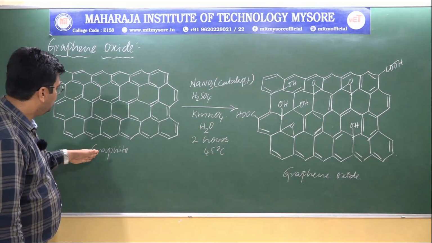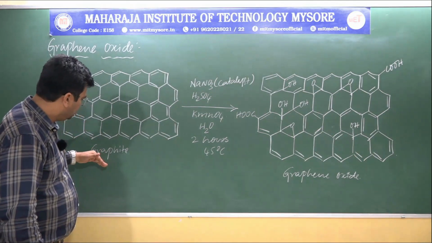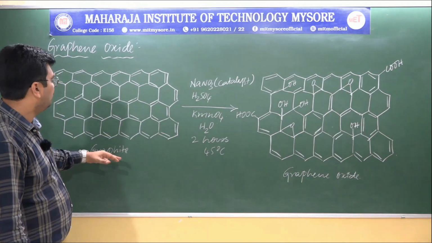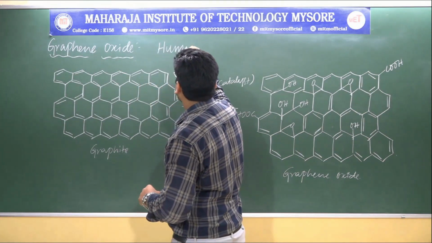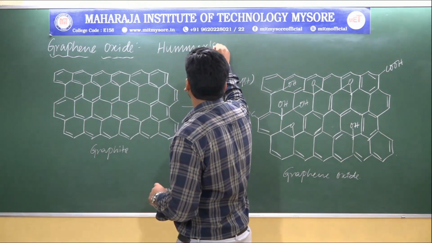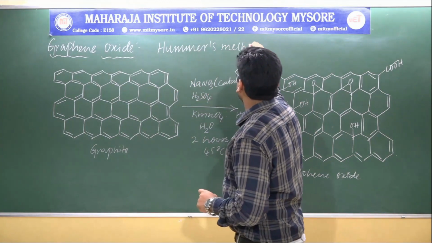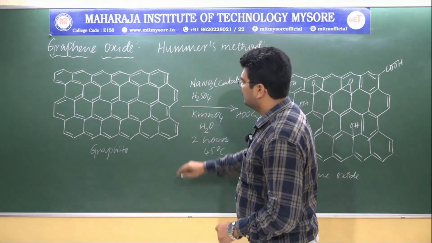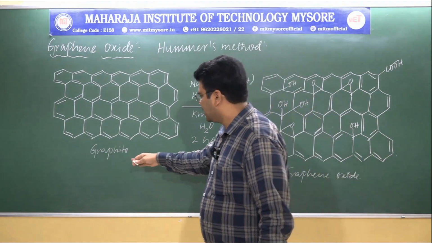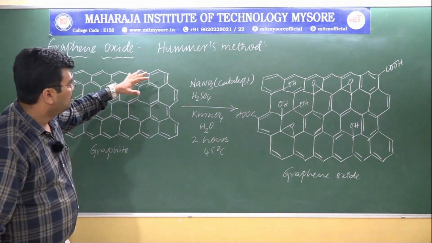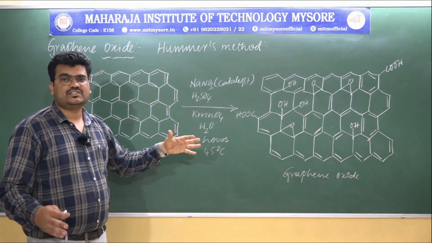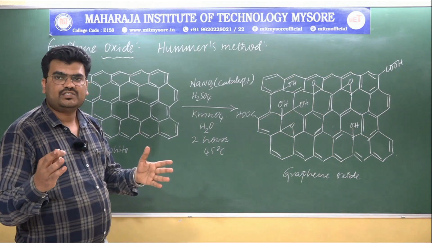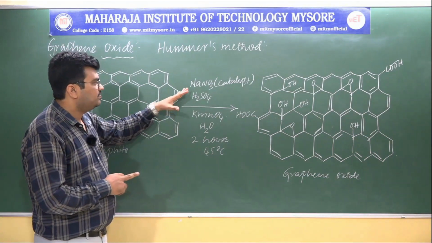So here, in order to prepare graphene oxide, we are going to follow the modified Hummers' method. We have taken a graphite sheet, and the modified Hummers' method of preparing graphene consists of two steps. The first step is oxidation.